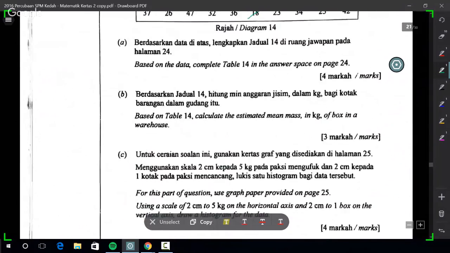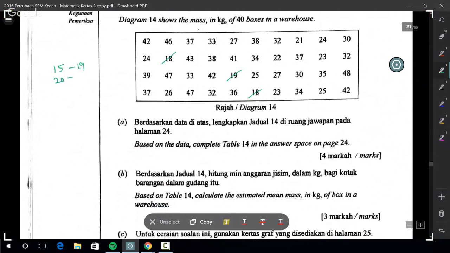Now 20 to 24. Let's erase the first one, so as not to confuse you. We have 1. We have 1.